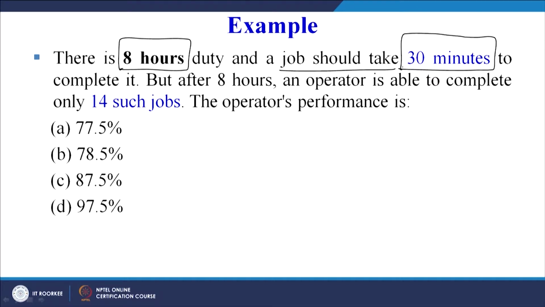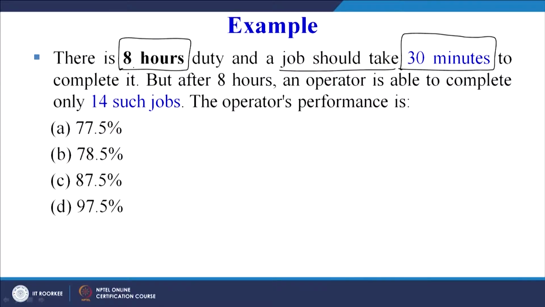So from here we can see how many jobs are expected in a day, that is an 8-hour duty. To complete it, there is an 8-hour duty and a job should take 30 minutes to complete. So each job will take 30 minutes. But after 8 hours, an operator is able to complete only 14 jobs. So this is the performance of the operator. So 14 jobs he has been able to make.